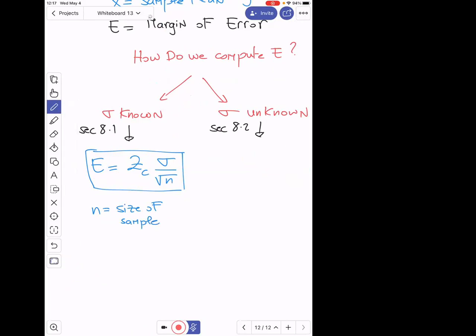Now this Z subscript C. How do we find it? This is called the critical value. The C here is the confidence level. To find this Z subscript C, you need to use the table. There's a small table at the bottom of the table. Let me show you here.